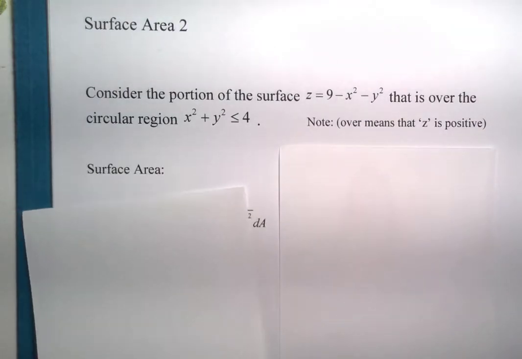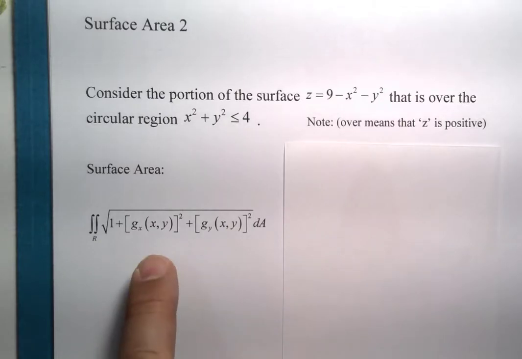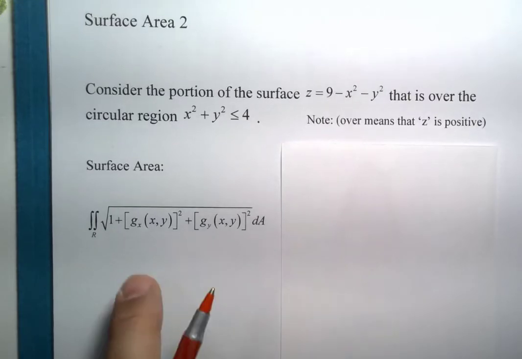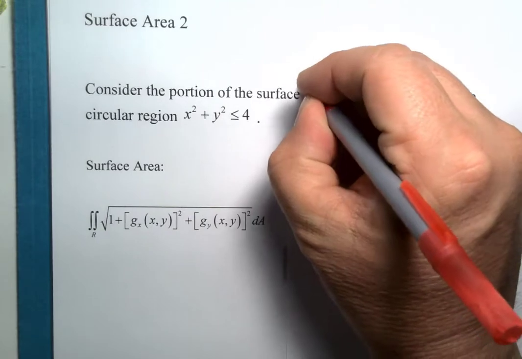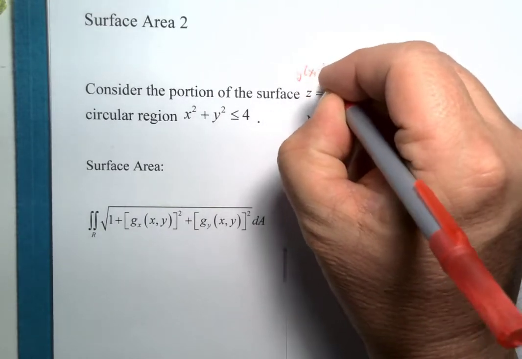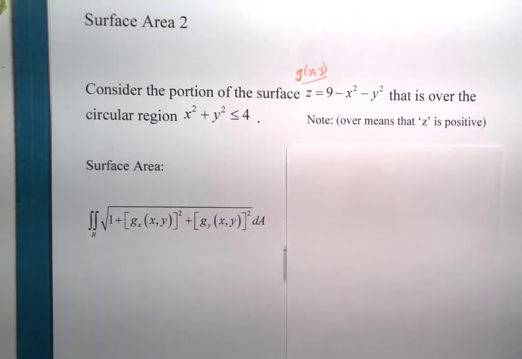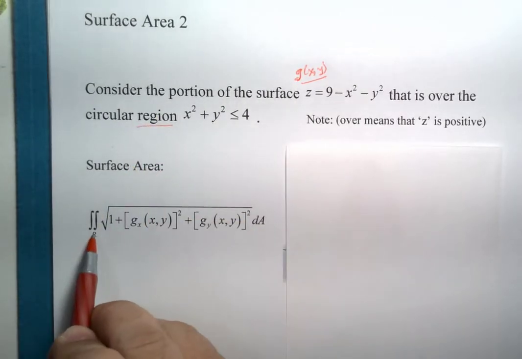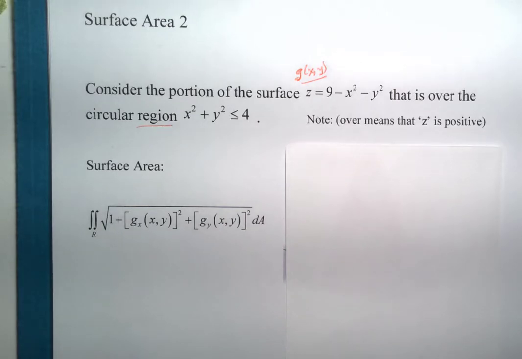So, we have our formula for surface area that we've been using. And the function g is the equation or function of our surface. So this right here is g of xy. That's g of xy. And this, as it implies, is the region which will have to do with our boundaries on the double integral. Now, for some visual aid.